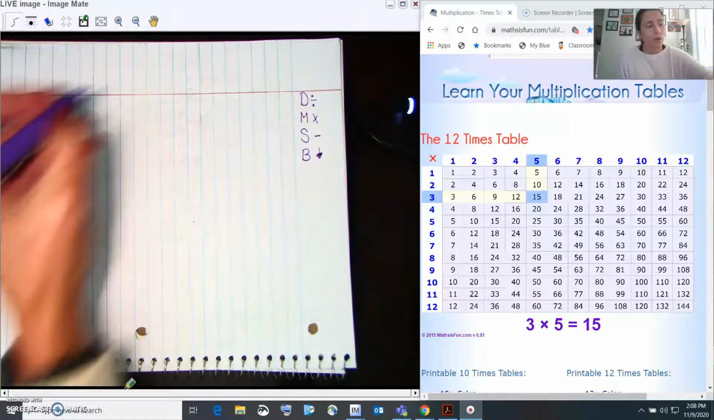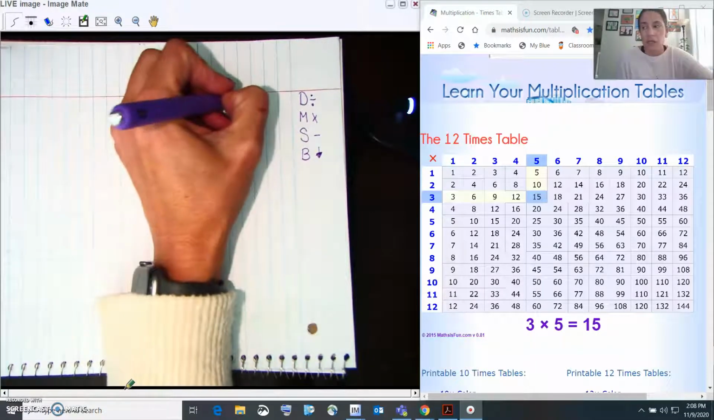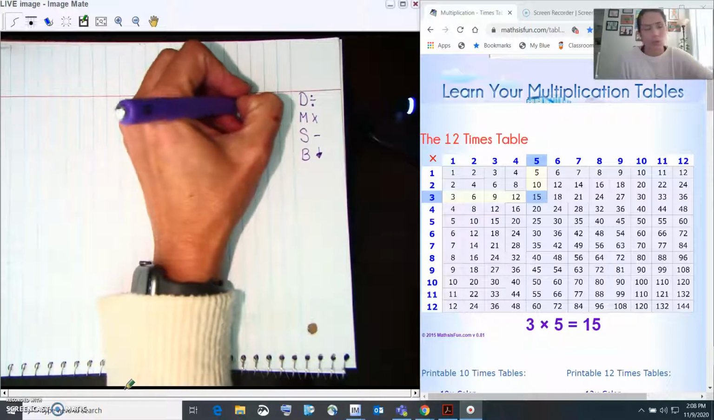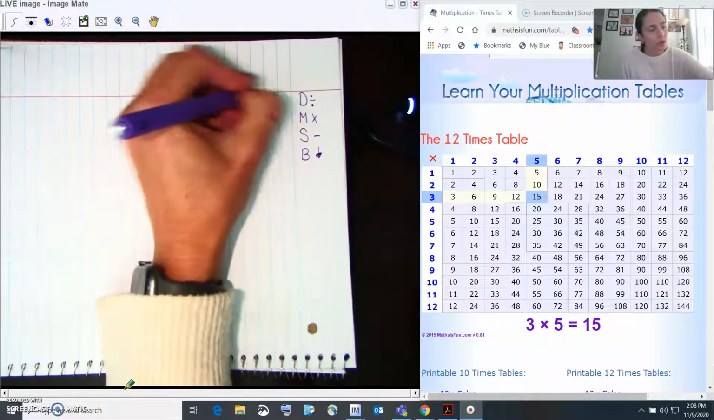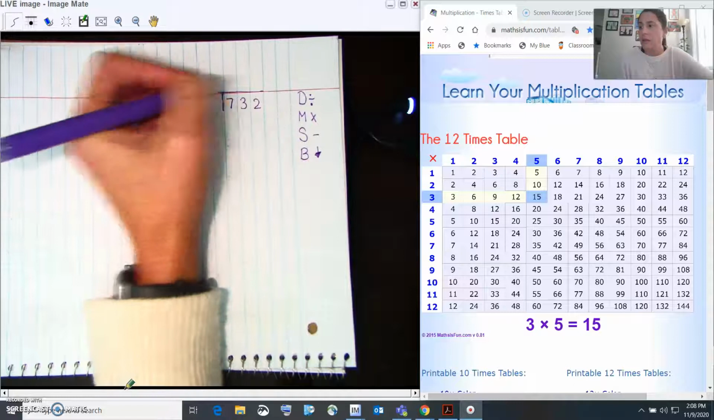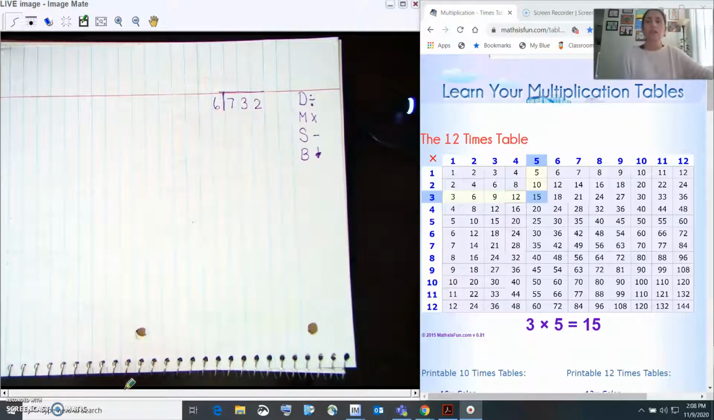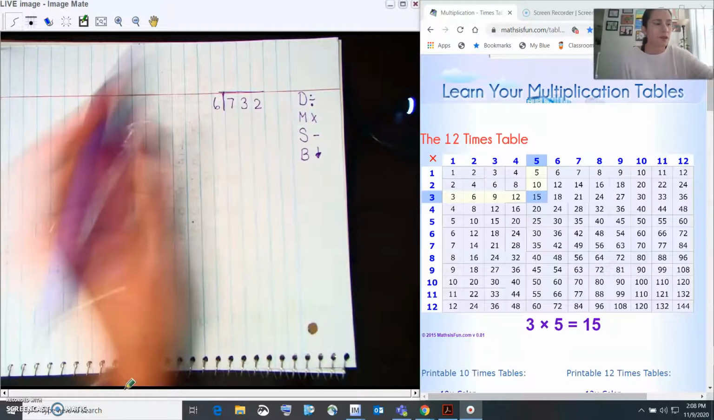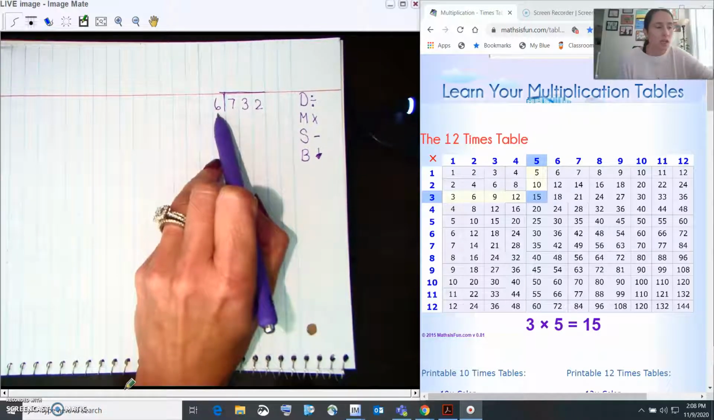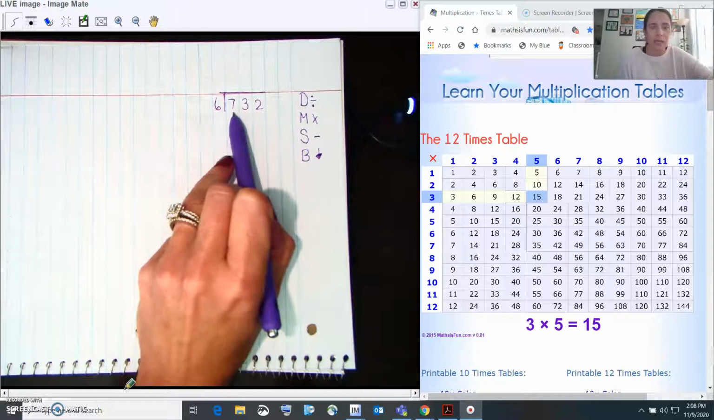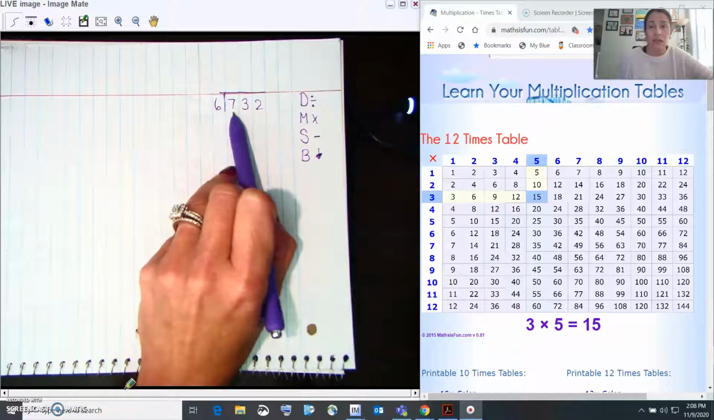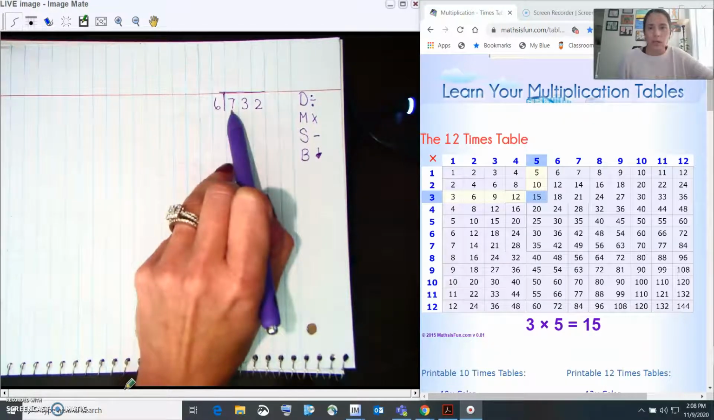So our first problem is going to be 732 divided by 6. Okay, so this is where it's a little different. We're not going to do partial products. The first thing is we're going to look just right here. How many times can 6 go into 7? Well, it can only go in once, can it?